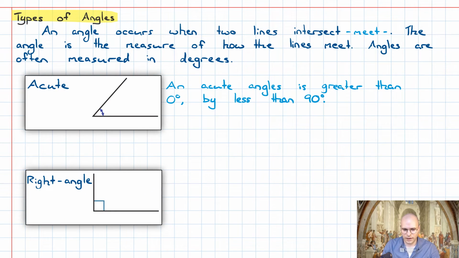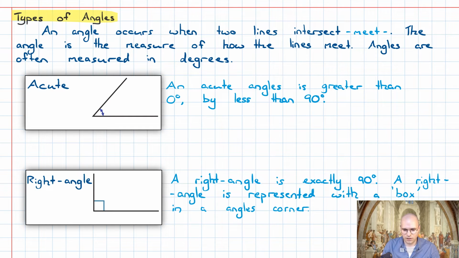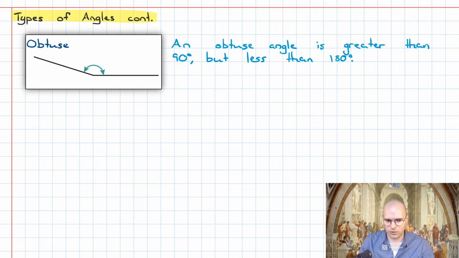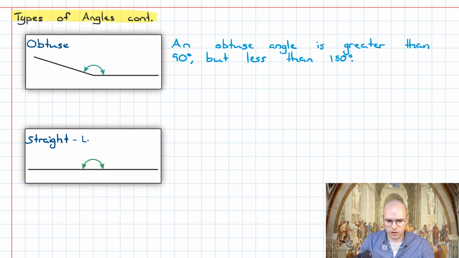Over here we have a right angle. A right angle is exactly 90 degrees. A right angle is represented with a box in the location where the angle occurs, so over here. Over here, what we have is what's called an obtuse angle. An obtuse angle is greater than 90 degrees but less than 180 degrees. Over here we have a straight line. A straight line is exactly 180 degrees.